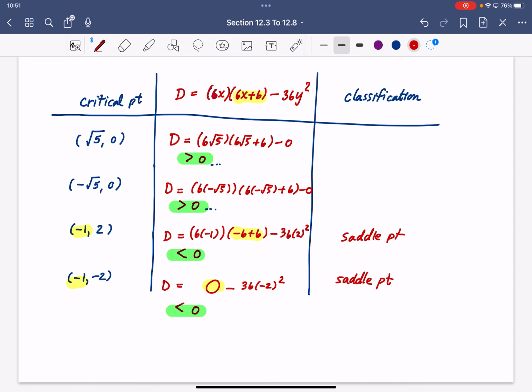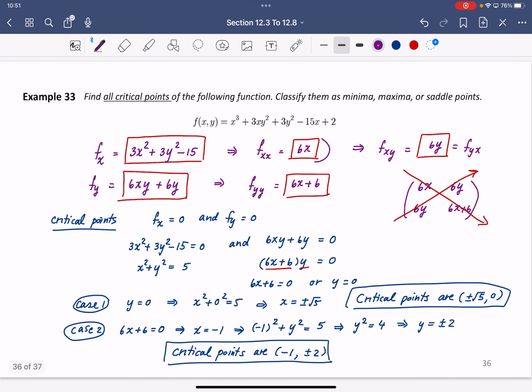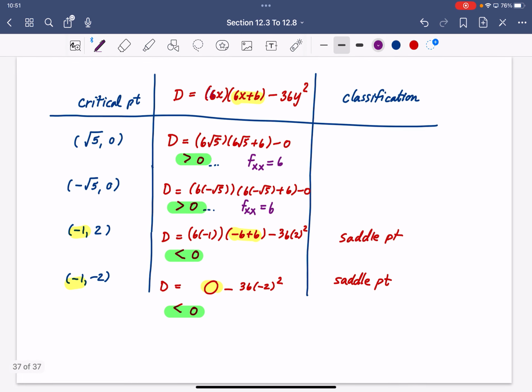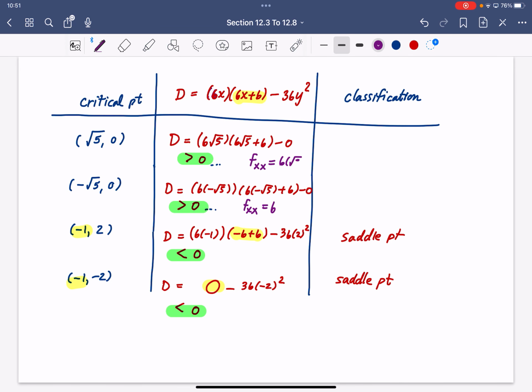But for the top two here, you look at fxx. fxx is 6 times x, so it's 6 times square root 5 for one, and 6 times minus square root 5 for the other. This is bigger than 0, and this is less than 0. So this is a local minimum, and this is a local max.